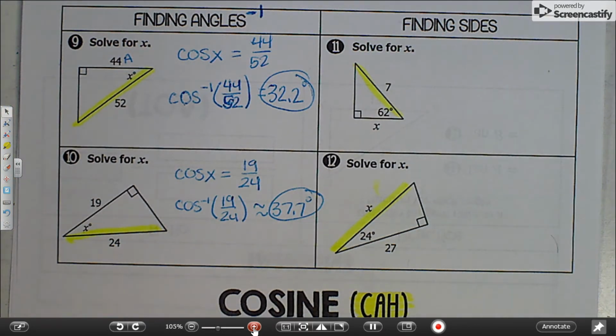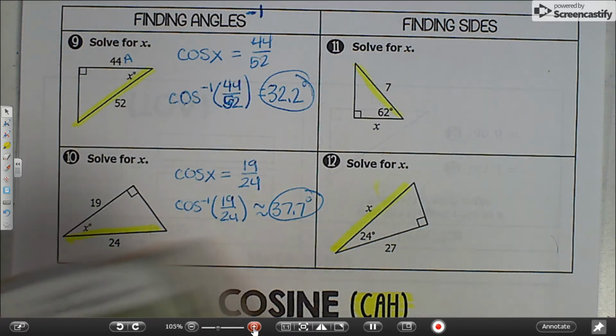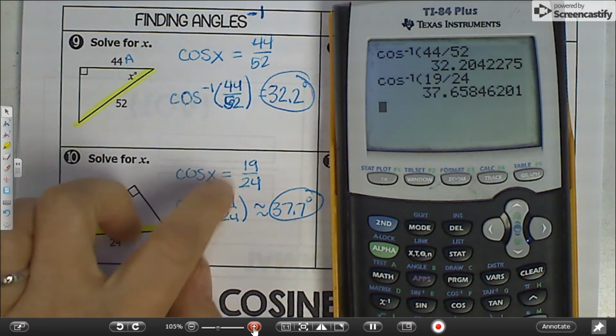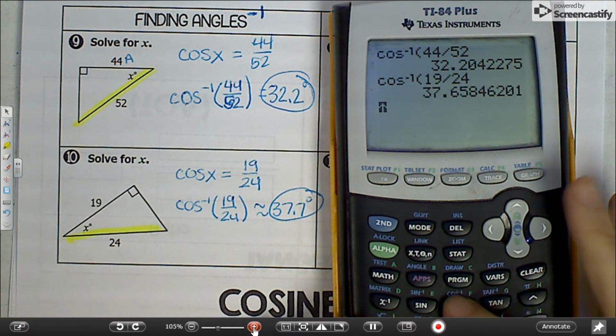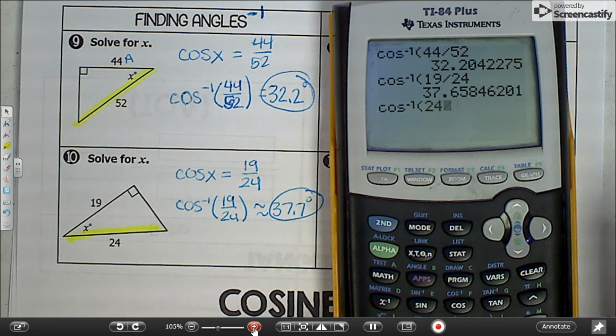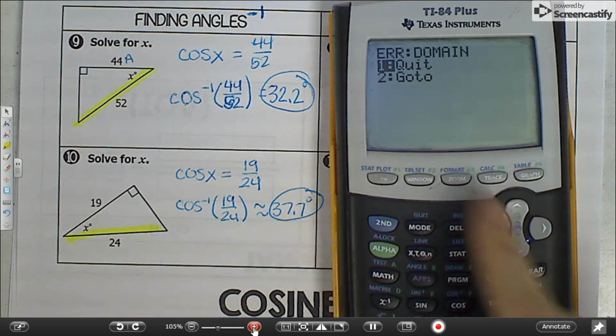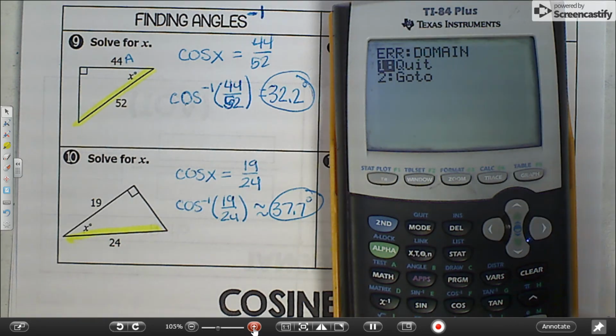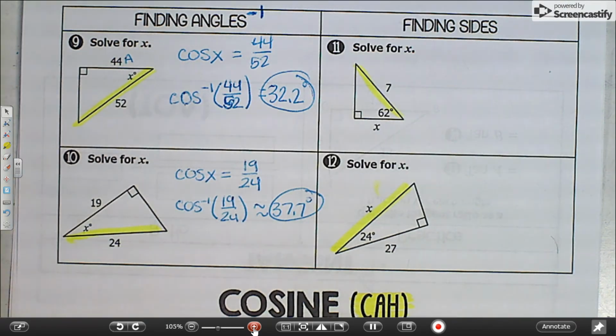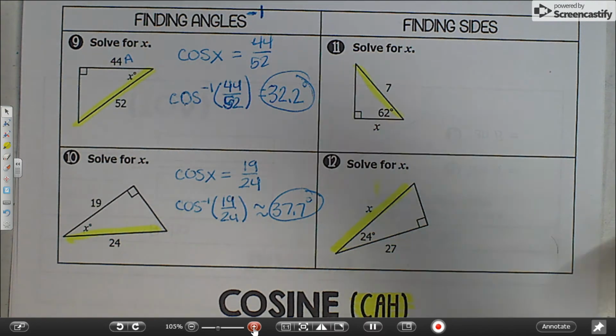All right, I hope that you got 37.7 degrees. Also, I just want to point out what would happen if you accidentally flip this over. If you did the inverse cosine of 24 over 19, it's going to give you an error because you cannot have the bigger number on top in cosine or sine, because those are the hypotenuse and it has to be the biggest.